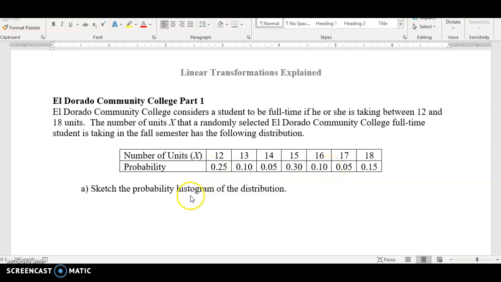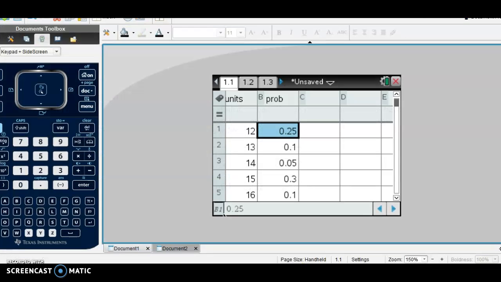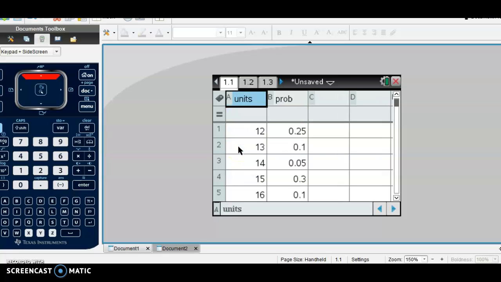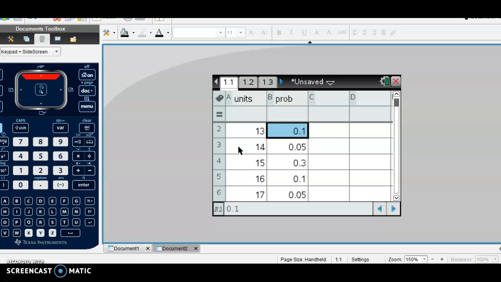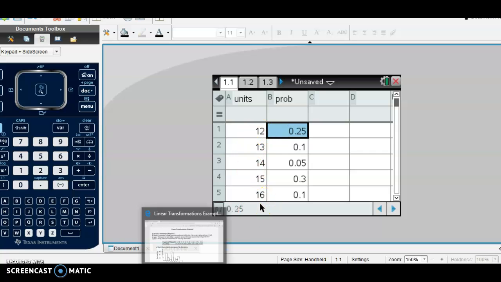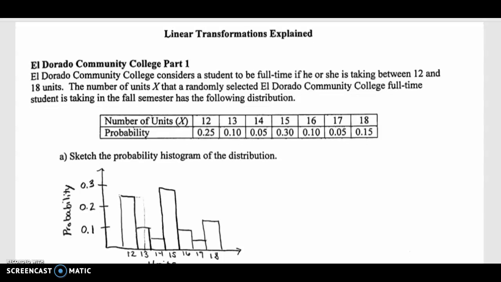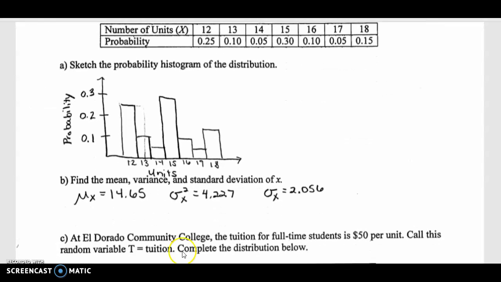So if I want to make a histogram of these, I did one in my calculator. Here, if you notice, I entered the units or the credits in column 1 of my calculator, and I entered the probabilities in column 2. This is easy enough to do without a calculator. Just so I'll show you my solutions copy. So there's my histogram that I made by hand.